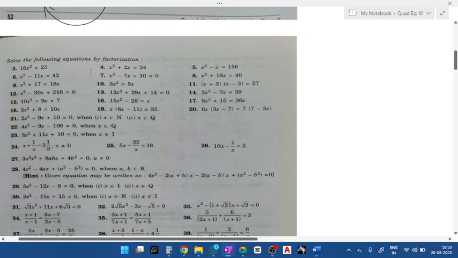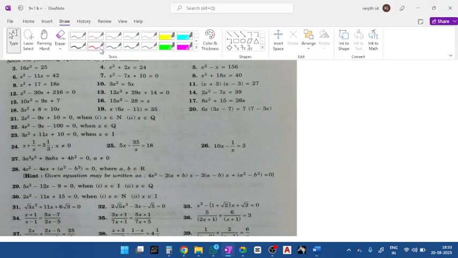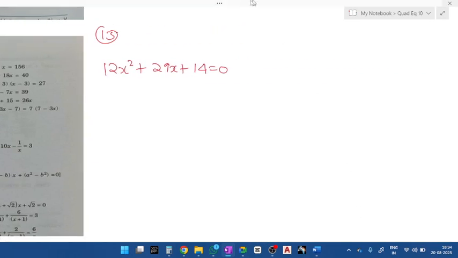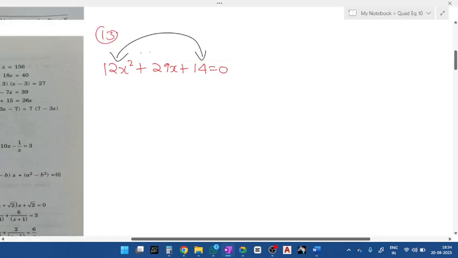12th one, 216 is given. 216 you have to factorize. Okay, skip the 12th one. Try the 13th one. 12x square plus 29x plus 14 is equal to 0. What's the first step? Which two do you have to multiply? According to sum and product, you have to multiply 12x square into 14. 12 into 14.